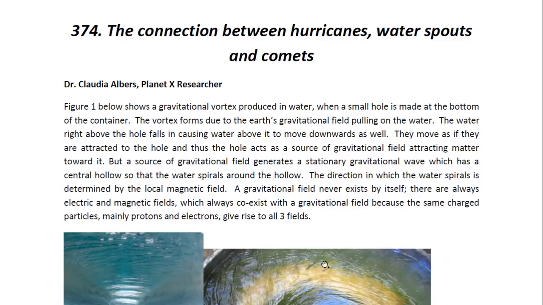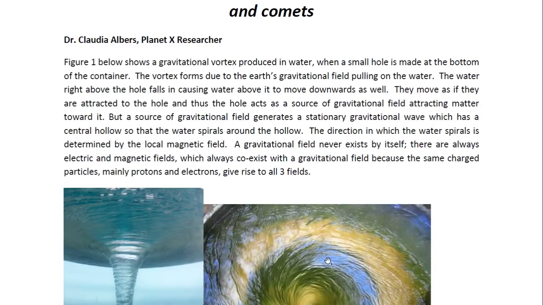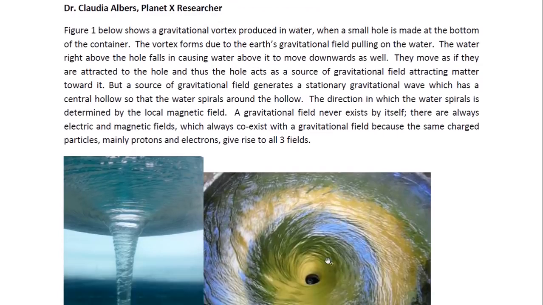Now, figure 1 below shows a gravitational vortex produced in water when a small hole is made at the bottom of the container. The vortex forms due to the Earth's gravitational field pulling on the water. The water right above the hole falls in, causing water above it to move downwards as well. They move as if they are attracted to the hole, and thus the hole acts as a source of gravitational field, attracting matter toward it. But a source of gravitational field generates a stationary gravitational wave, which has a central hollow, so that the water spirals around the hollow. The direction in which the water spirals is determined by the local magnetic field.